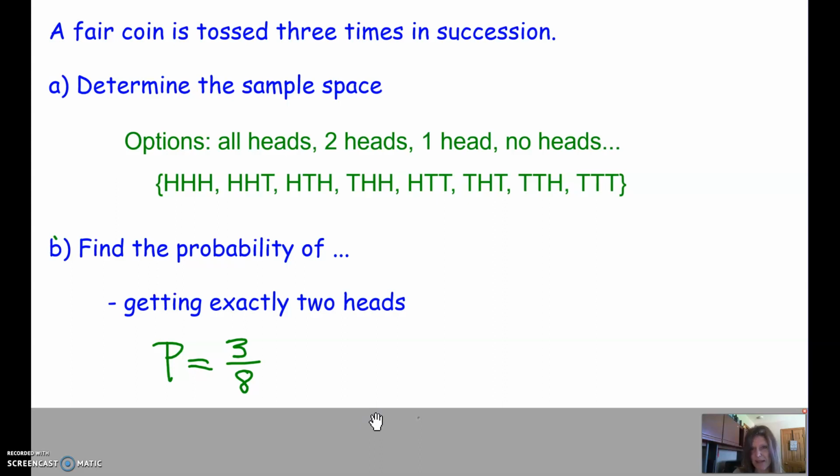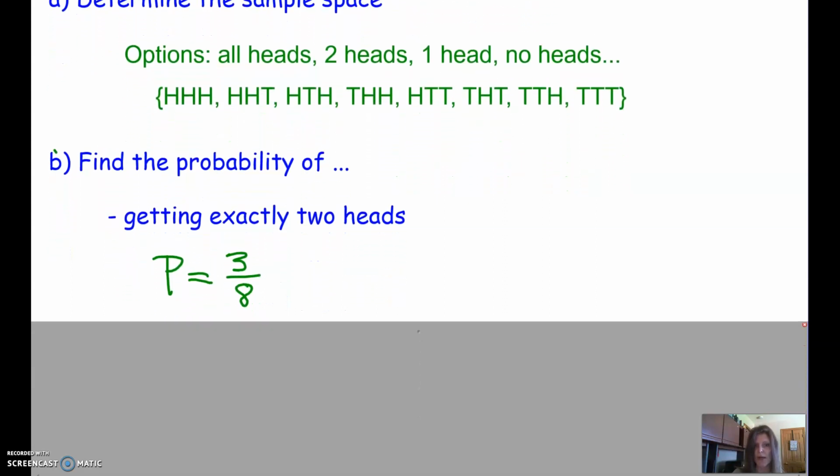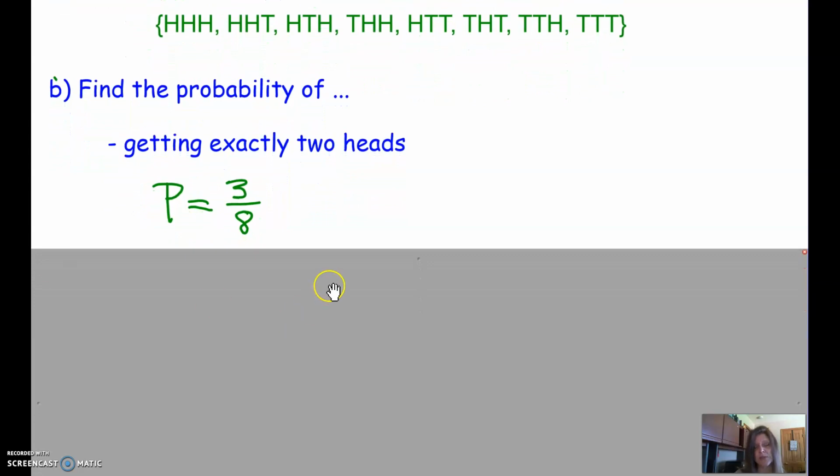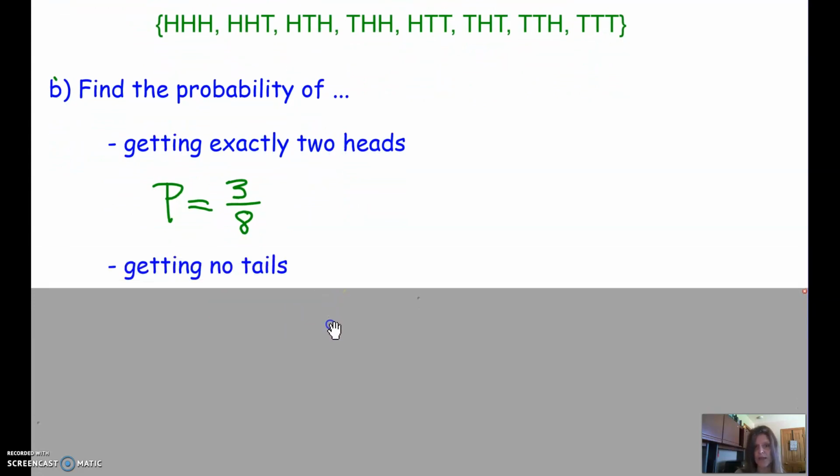Okay, now that you've seen the sample space and we did a practice problem, see if you can do the next ones on your own. So go ahead and read the problem and then hit pause and see if you can use the sample space to answer the question. First one, what is the probability of getting no tails?